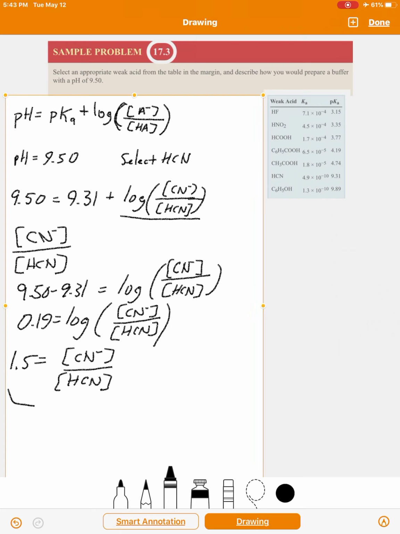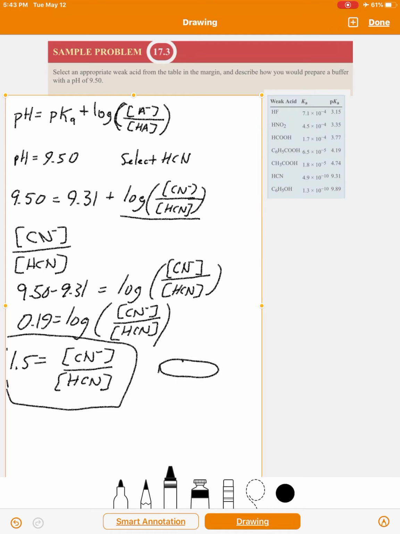That's usually good enough, but let me go ahead and explain a little bit further what this result means. What this means is that you've got to make a solution. Okay, so you have some large container. And the concentration of the cyanide has got to be 1.5 times greater than the concentration of HCN, right? 1.5 over 1 would be this ratio. So one thing that would work would be you could make HCN 1 molar and you could make CN minus 1.5 molar. Or just the ratio has to be 1.5.